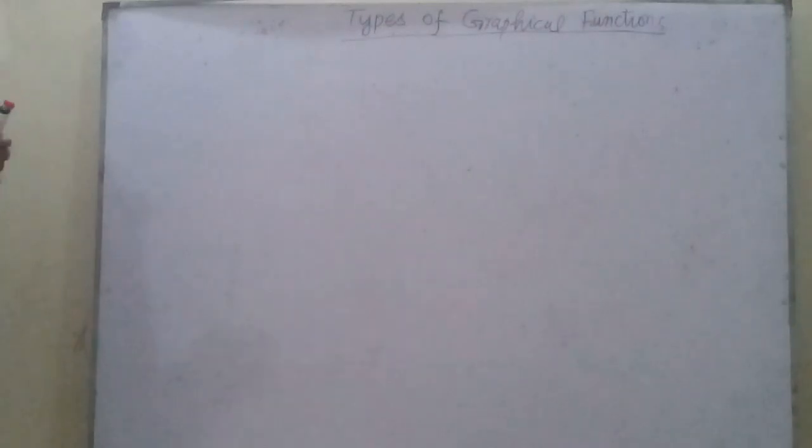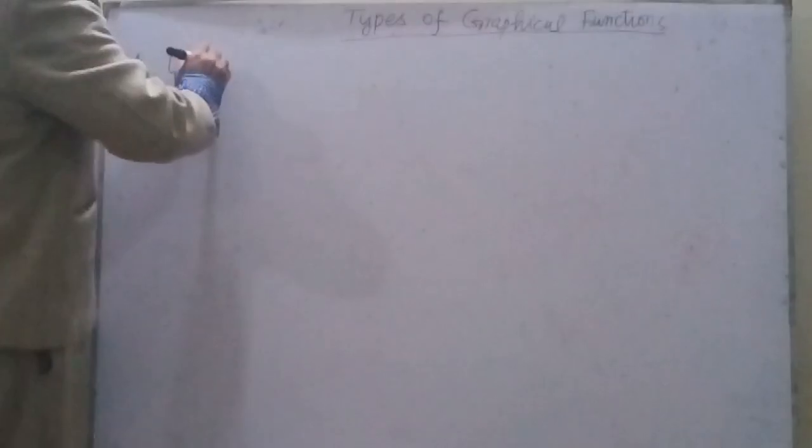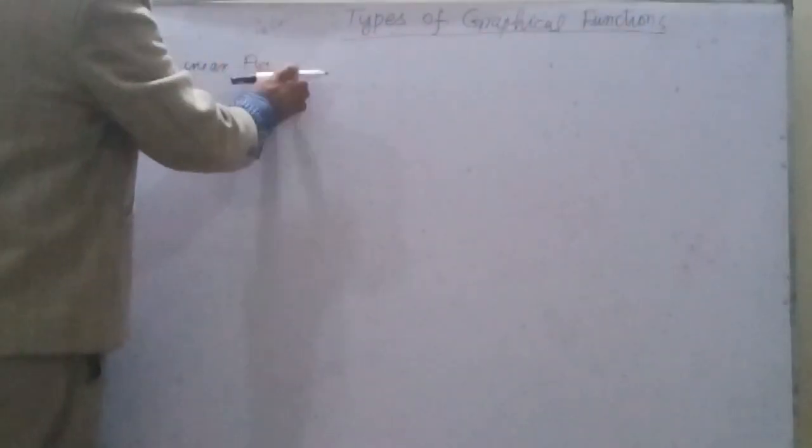The topic of this lecture is types of graphical function. So how many types of functions are there and how to plot their graph? We have already discussed in the previous lecture what a linear function is, how many types of linear functions there are, and how to plot them.